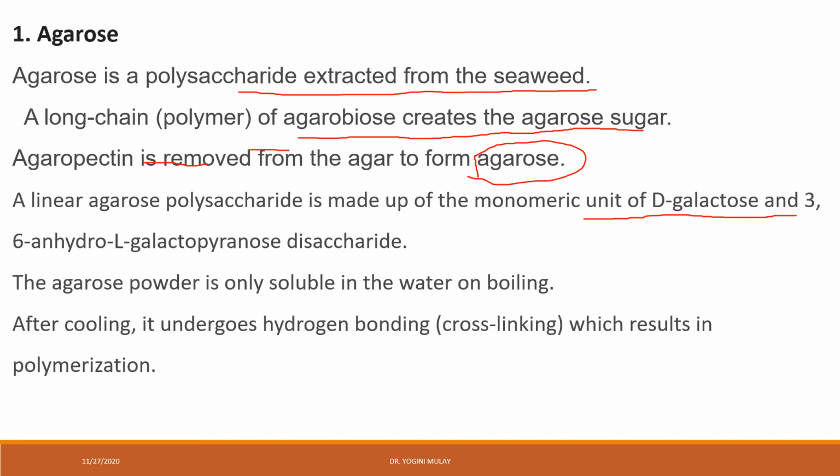The agarose powder is actually soluble only in boiling water. After cooling, it undergoes hydrogen bond formation with the water as well as among themselves, and which results in polymerization. I mean, the gel-like consistency is seen.